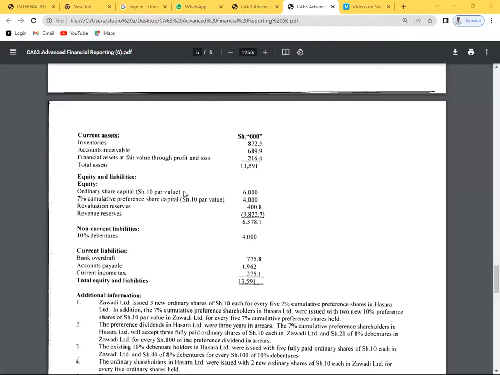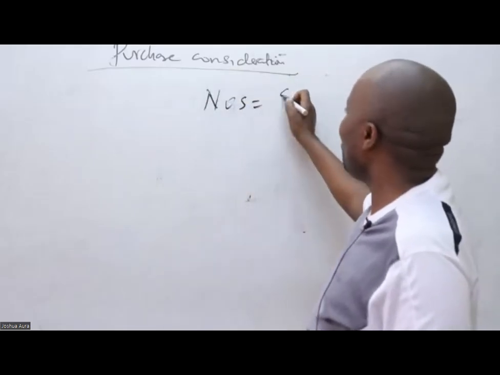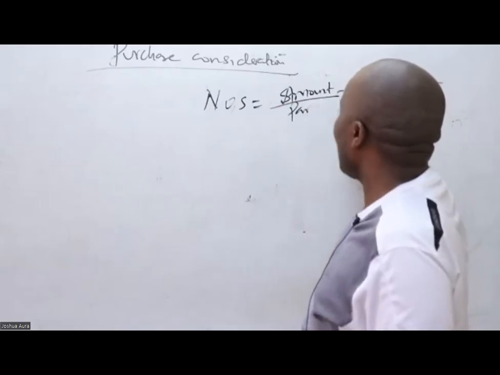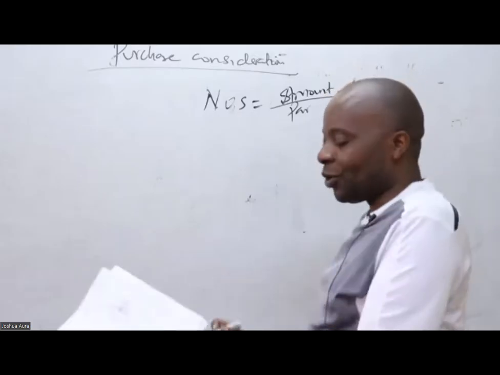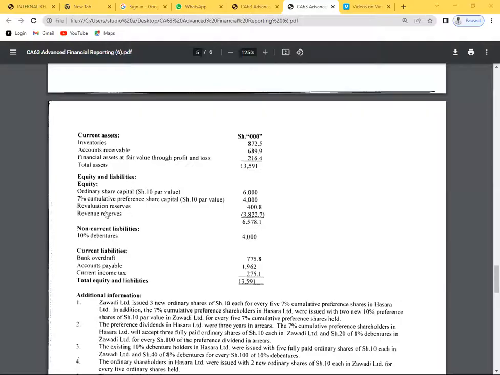To get number of ordinary shares, you take the amount provided and divide it by the par. So here we have 6,000 divided by 10. And you normally do that to every instrument provided. Like now I can see an instrument here, 7% preference share, which has a par value. So it will be 4,000 divided by 10, which gives me 400. Those are the only ones which have par values. Whenever you see par value, it is very important for you to get the number of shares.